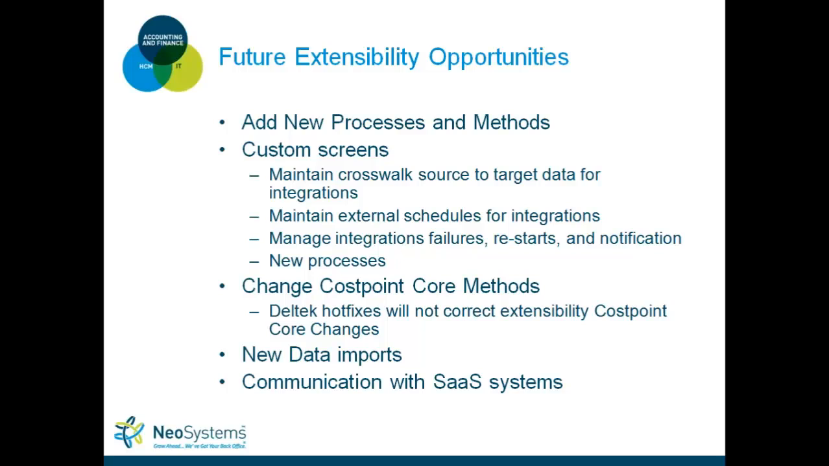That's that crosswalk example I was talking about before, our source to target, so that we make sure that we have a place, if you have an issue with a transformation, we can actually get that handled within a screen in Costpoint. Same thing with handling the schedules, as I was saying earlier. Also, anytime there's a failure, a restart, or a notification, the execution and starting and running of that process can actually be created in a future version. We'll be able to add processes, gears that actually hit the process that runs your integrations.